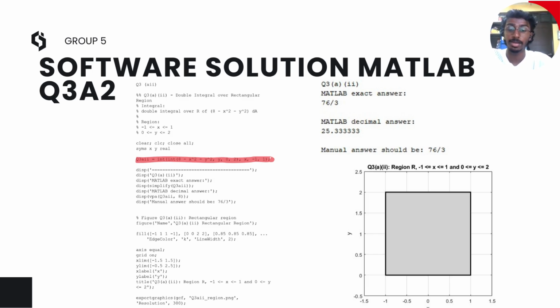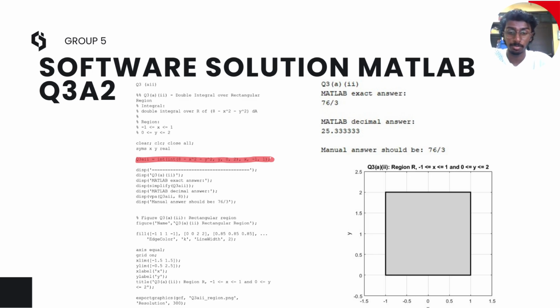In MATLAB, I define x and y as symbolic variables. Since the limits are already given in Cartesian form, we do not need to convert to polar coordinates. The important calculation line is this one. The line means MATLAB first integrates with respect to y from 0 to 2, then MATLAB integrates with respect to x from negative 1 to 1.